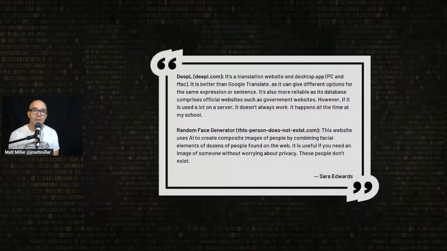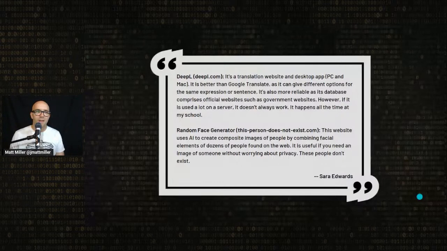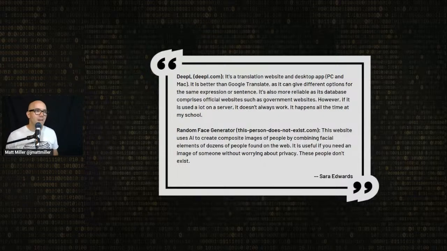And then this one's really interesting to me. Random face generator, found at this-person-does-not-exist.com, with dashes in between all of it. It uses AI to create composite images of people by combining facial elements of dozens of people found on the web. She says it's useful if you need an image of someone without worrying about privacy, because these people do not exist.